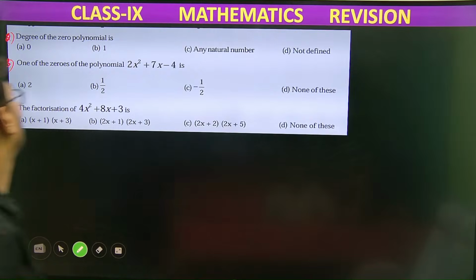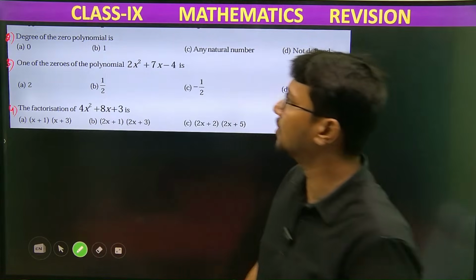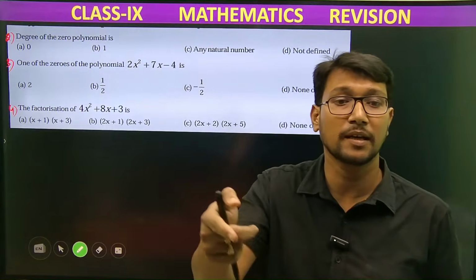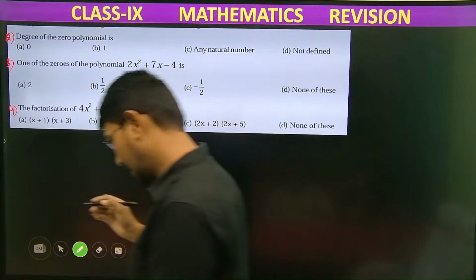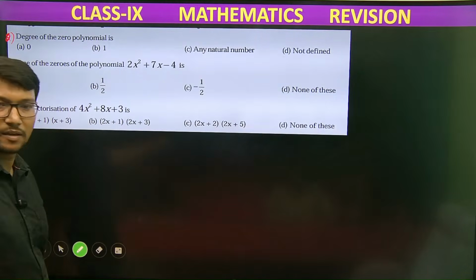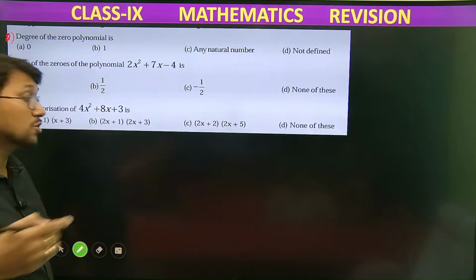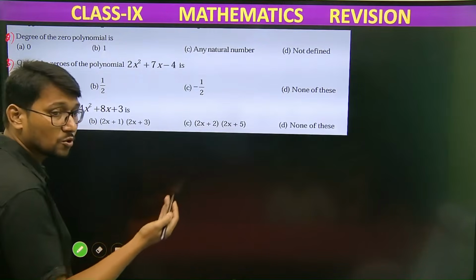Degree of the zero polynomial is what? Degree of the zero polynomial. Zero polynomial, what is its degree? Okay, what is the meaning of zero polynomial? It is such a polynomial whose coefficient is 0.